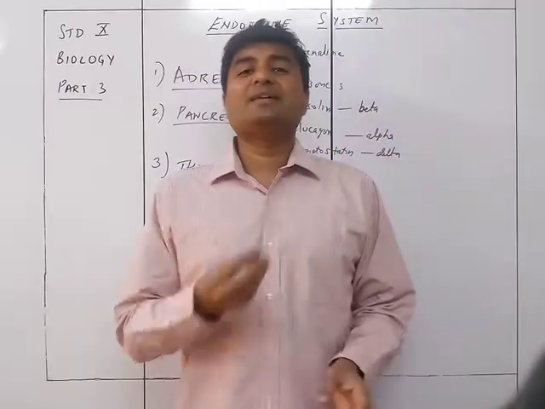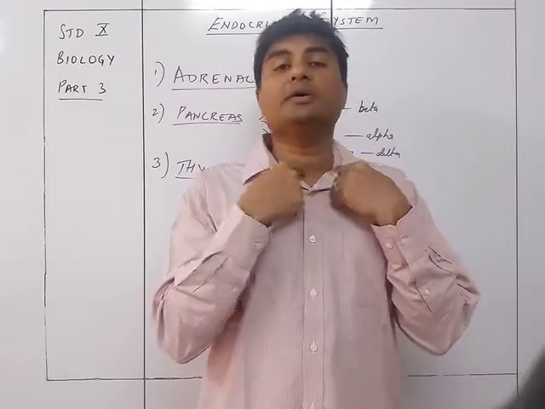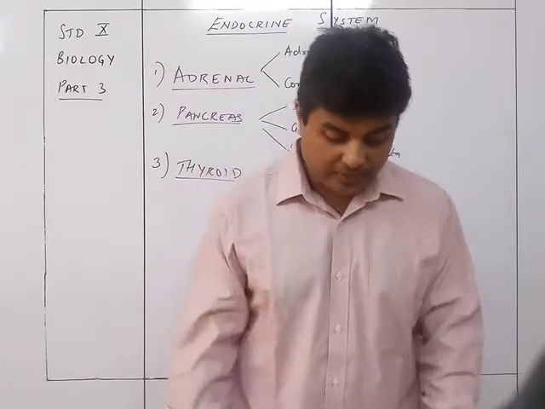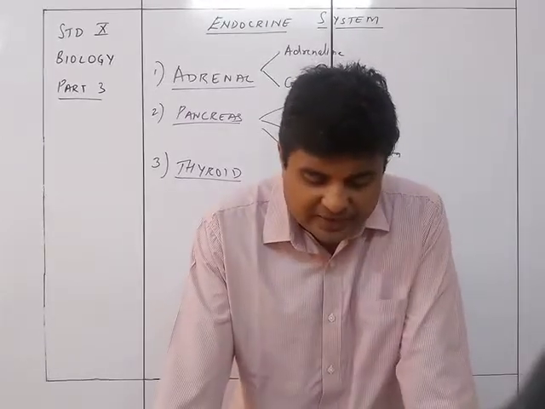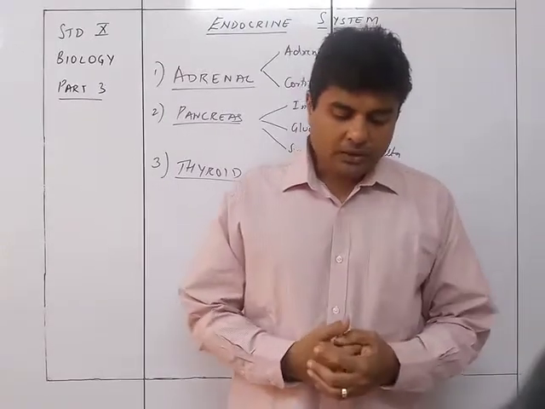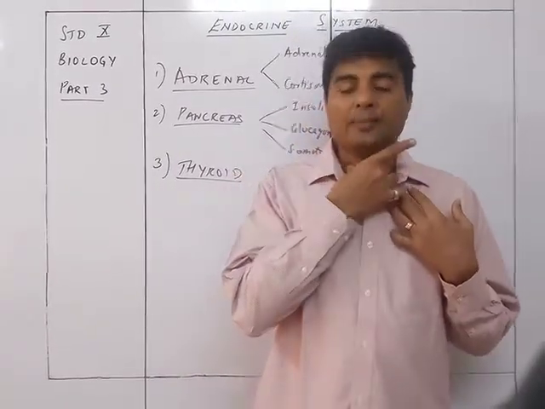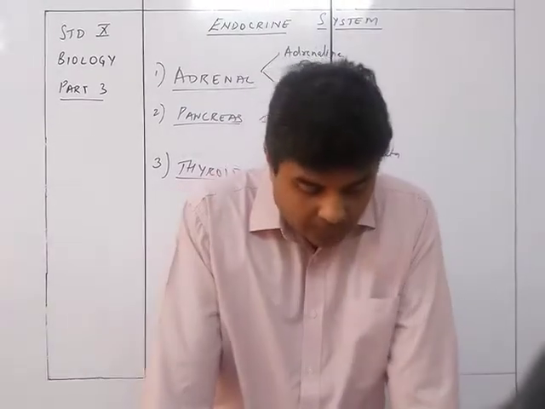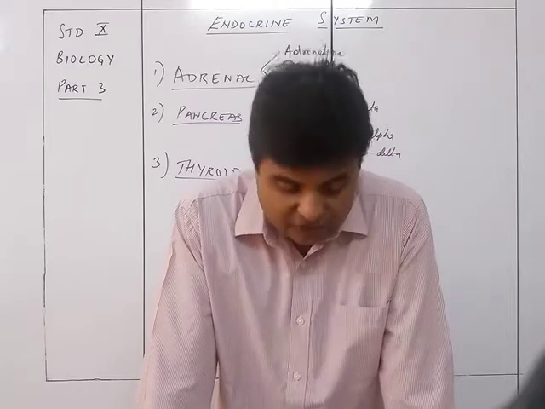Now the thyroid gland is a butterfly shaped bilobed gland situated over here. The thyroid is a bilobed butterfly shaped structure situated in front of the neck just below the larynx. So below the larynx over here, it will come here and up and down. The two lobes are joined by a narrow isthmus interconnection.